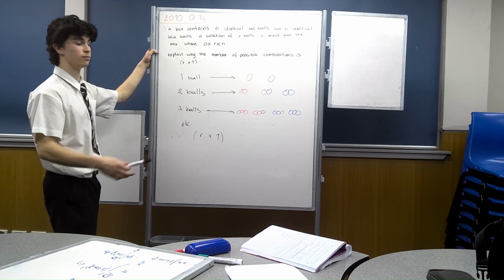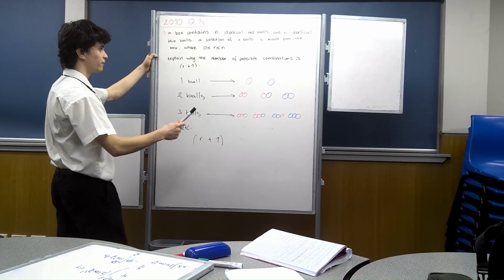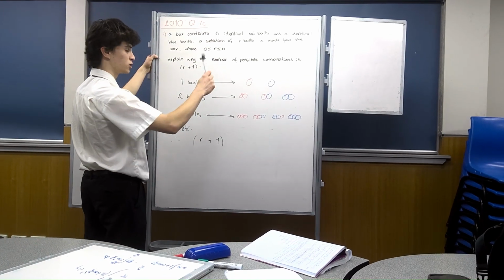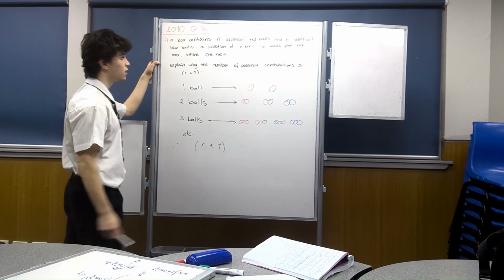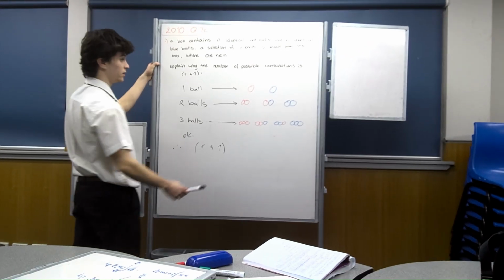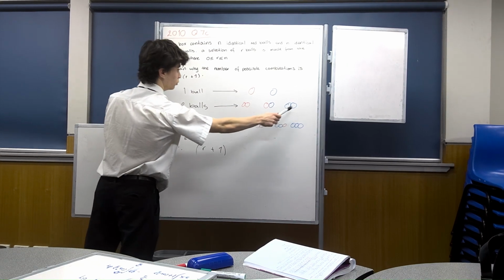Alright, it's pretty simple. What we're going to do is say we choose one ball. How many different ways can we get a different possible color combination? Well, 2 ways. We can get either red or blue. If we choose 2 balls, we can get 3 possible combinations: red red, red blue, or blue blue.